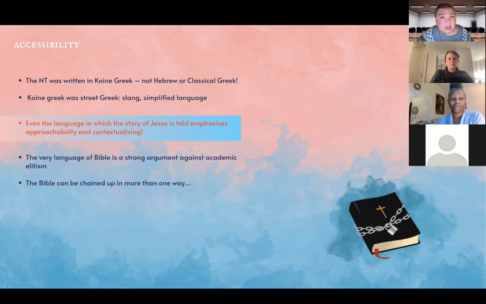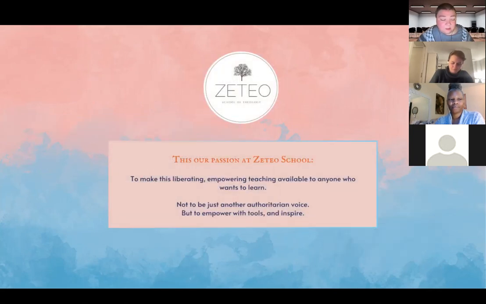The Bible can be chained up in more than one way, and we have to find a way around making sure that that doesn't happen. That is the point of this course, and that is the reason why Ziteo School does what it does. And I hope that this is a purpose and passion which moves us, creates a fire in us to liberate both ourselves and others, to empower us with tools and inspire us to move forward and learn.